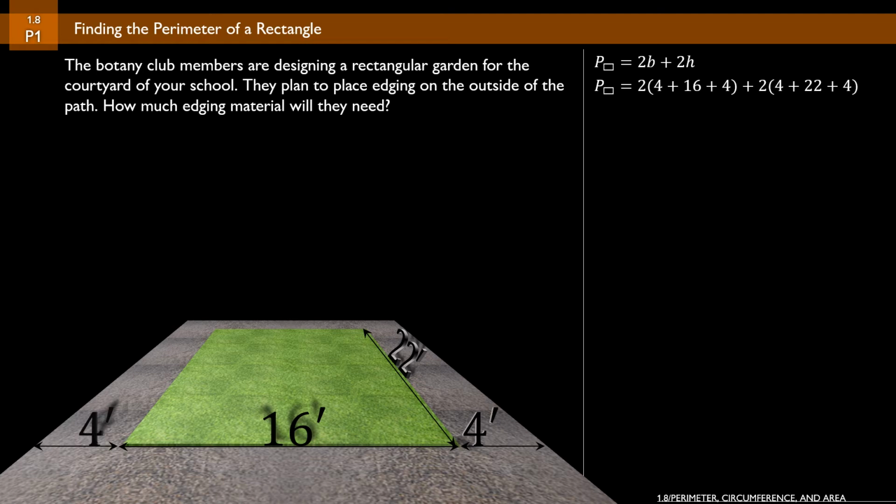So all of those dimensions are going to give us the inside rectangle plus the path on either side of the rectangle. Work inside the parentheses. We end up with 24 on the first parenthesis and 30 on the second set of parentheses. So then we're left with 2 times 24 plus 2 times 30. 2 times 24 gives you 48. 2 times 30 gives you 60. Add those together, we have 108 feet. So the botany club is going to need 108 feet of edging to be able to do their project.